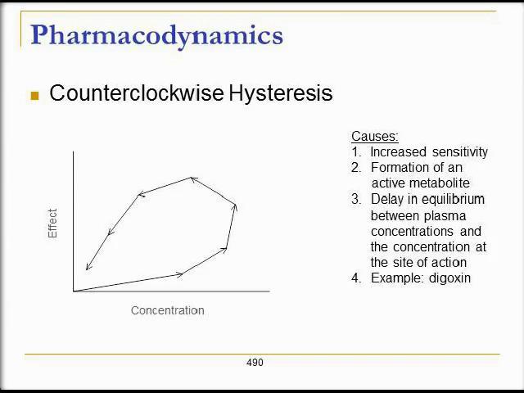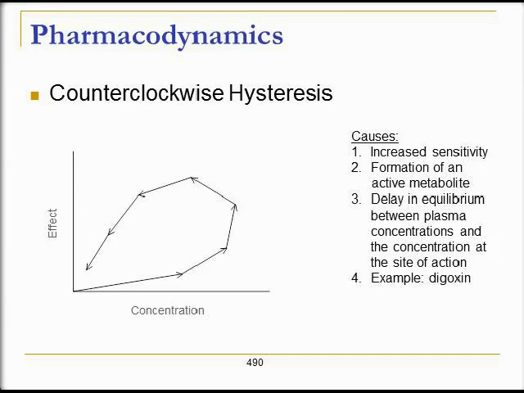And so some examples of this are increased sensitivity, formation of an active metabolite, which you could understand. So the concentration of the parent drug is going down, but the active metabolite is going up, causing the effect. A delay in equilibrium between plasma concentrations and the concentration at the site of action. And one example of that is digoxin. If you take a concentration really early after giving a dose of digoxin, the concentration will be such where you won't see much of an effect.